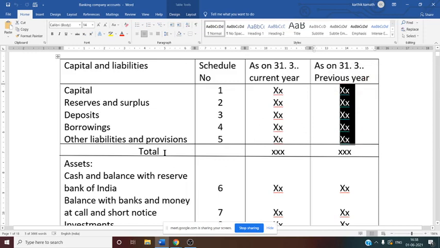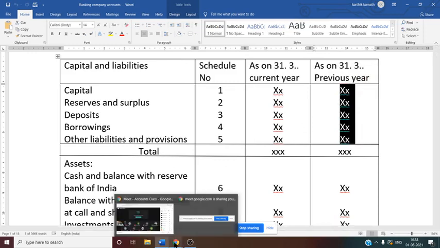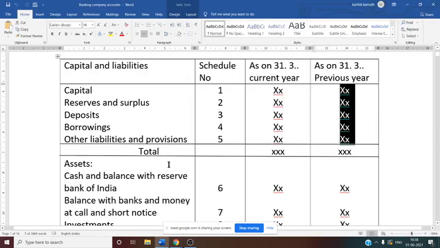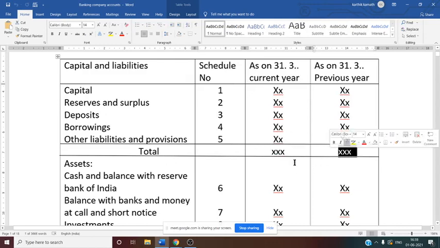Then you have to do the total. In a horizontal form of balance sheet, we total the liability side and then the asset side. But here a vertical form is given, so first you need to calculate the total of these 5 schedules, schedules 1 to 5. That total you can write here, and here also you can write the total.